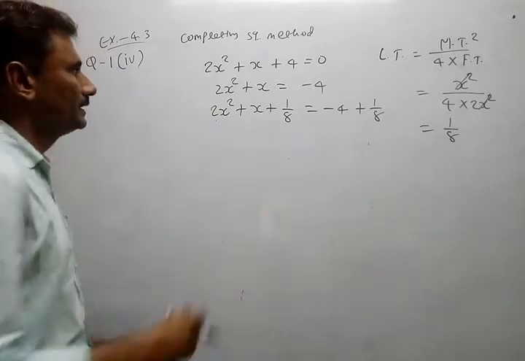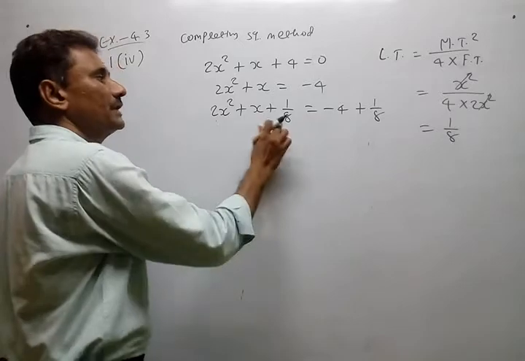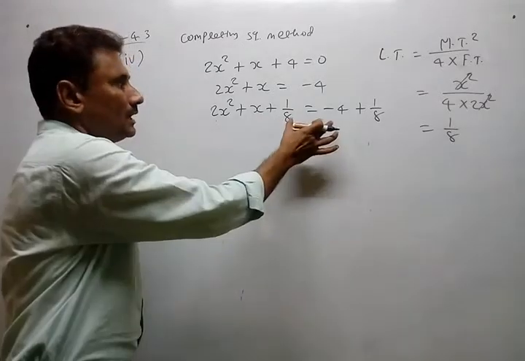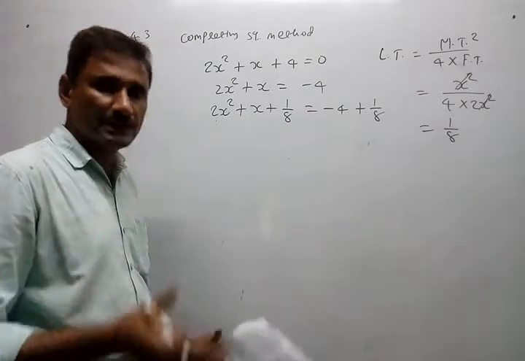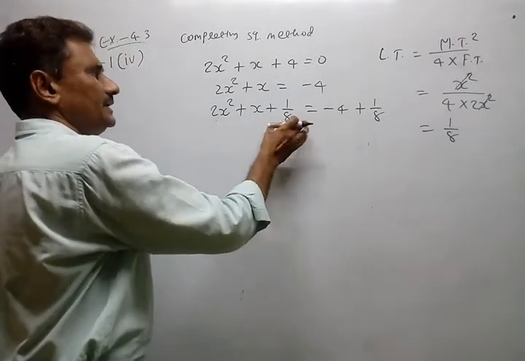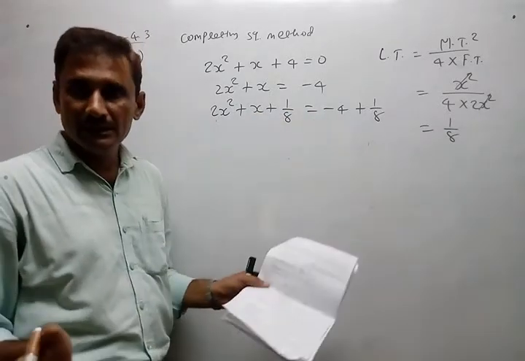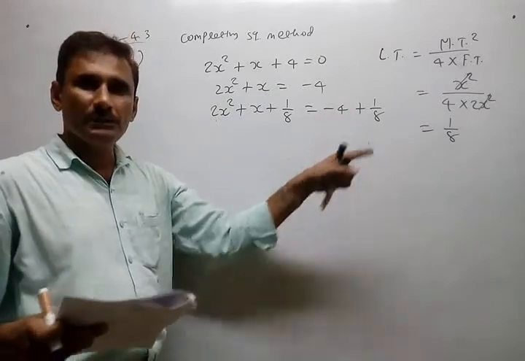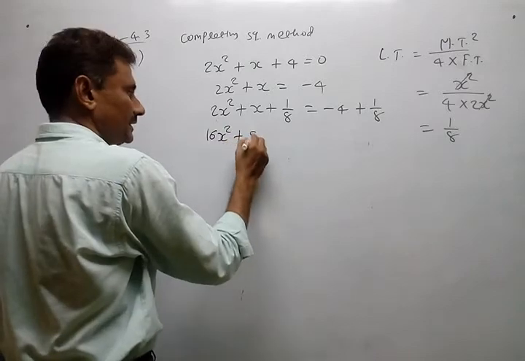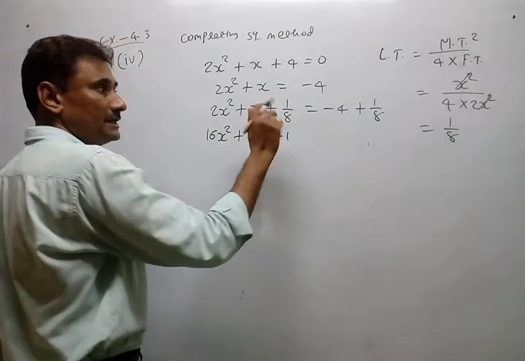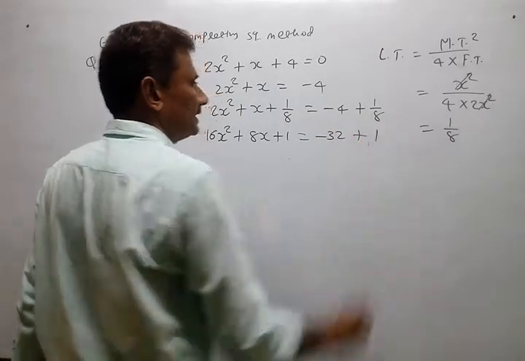Now it is completely a perfect square trinomial, but we have to remove the denominator. So multiply the whole equation by 8. You can take the LCM also, but instead it is easy to multiply the whole equation, meaning both sides, all 5 terms, by 8. So 8 times 2 is 16x square plus 8x plus 1, because the 8 cancels out. 8 times 4 is 32 but with minus, and here the 8 cancels, only 1 is left.